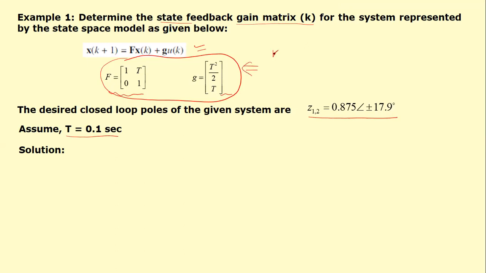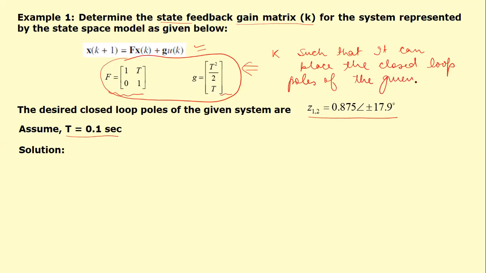So we have to find out K such that it can place the closed loop poles of the given system on the desired location. This is the desired location.